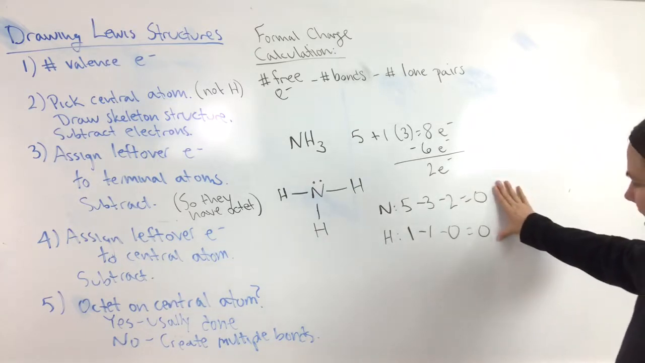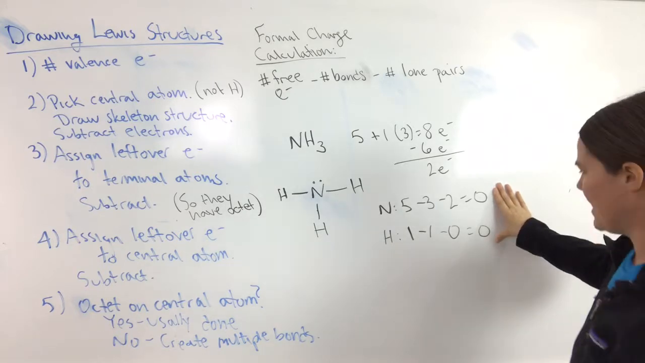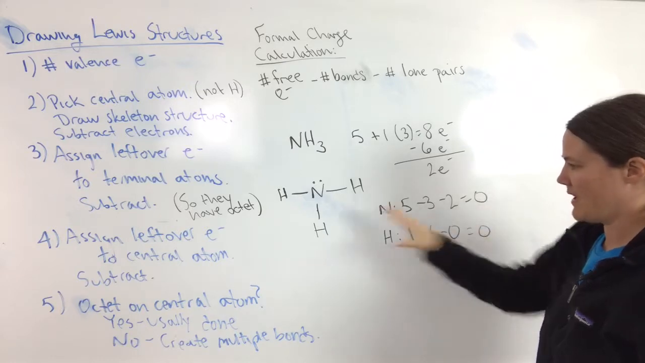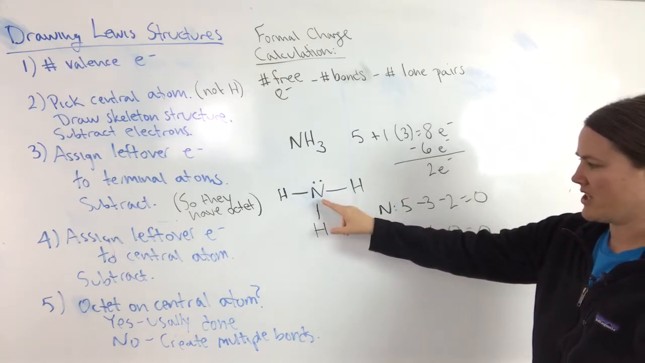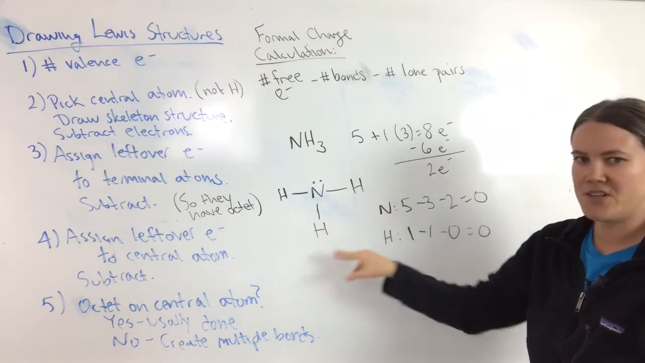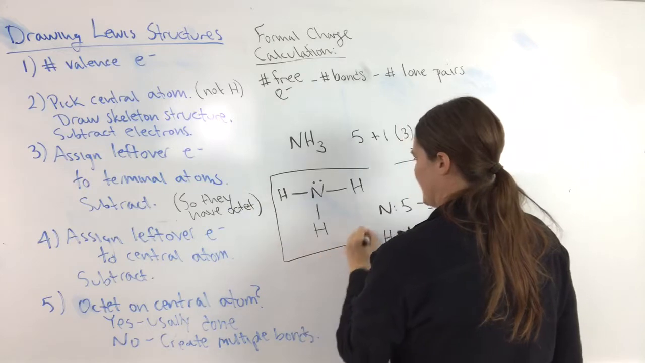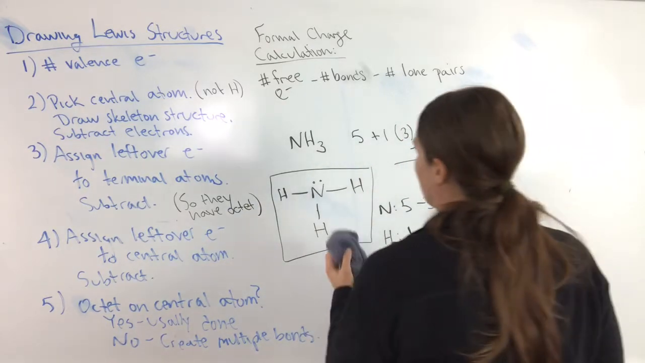Looking at the formal charges, the first rule is that you want the formal charge to be as low as possible, preferably 0 on each atom. So we have a 0 formal charge on the nitrogen and on the hydrogens. So this is most likely the correct structure. I'm going to erase some stuff and then do another one.